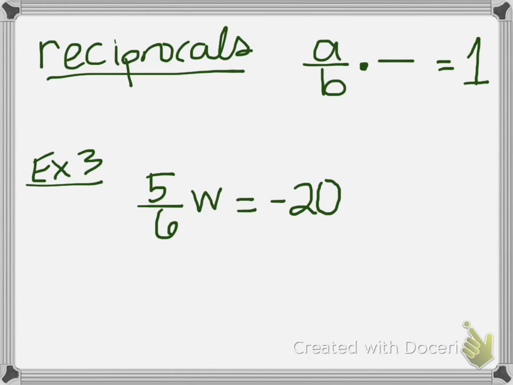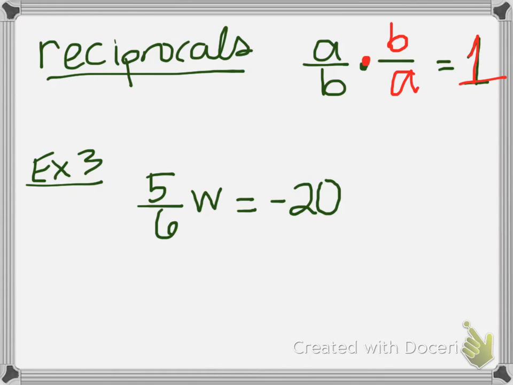Okay, one more, and we're going to be looking at reciprocals. Okay, reciprocals are just fractions that are flipped. Numerator becomes denominator, denominator becomes numerator. And what's awesome about reciprocals is that when you multiply them together, you get 1. So let's look at example 3.